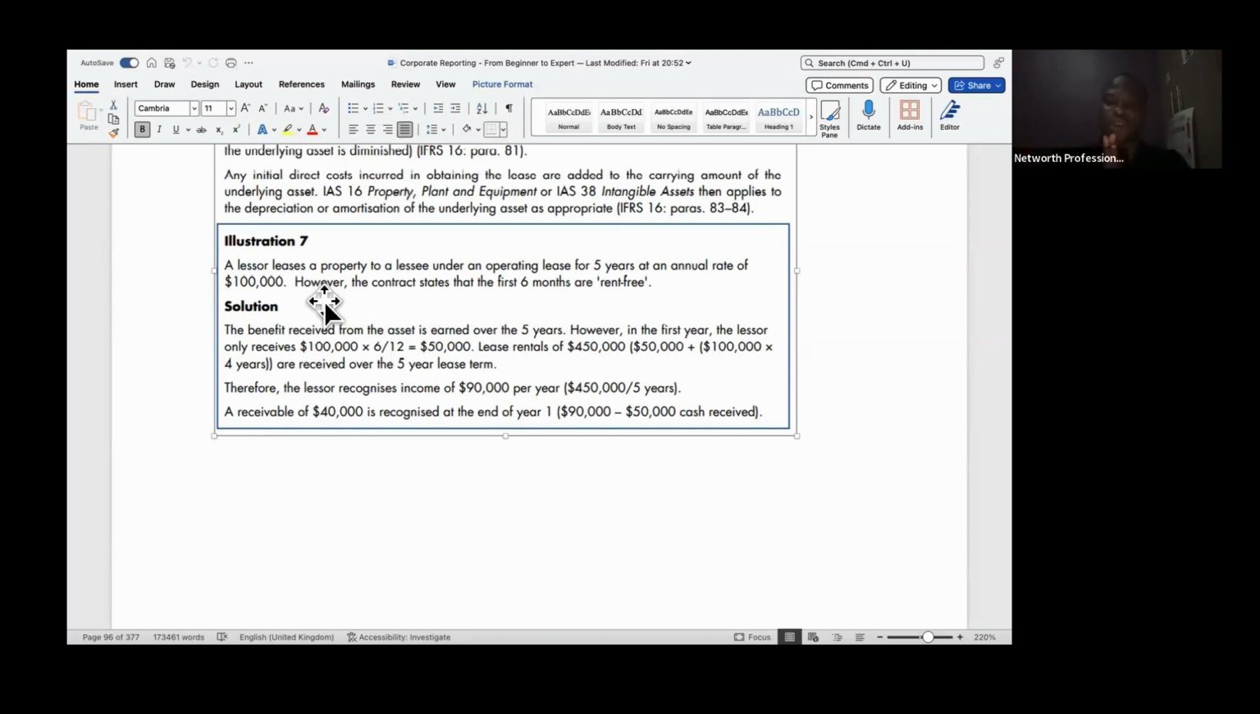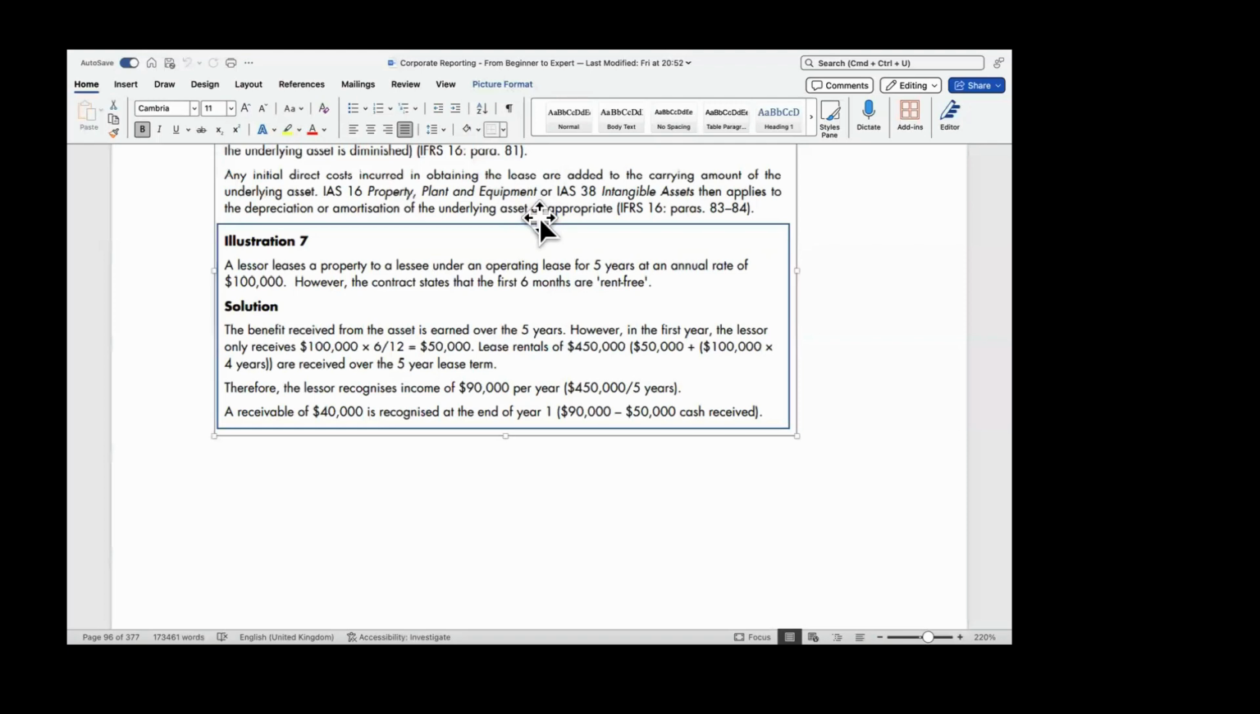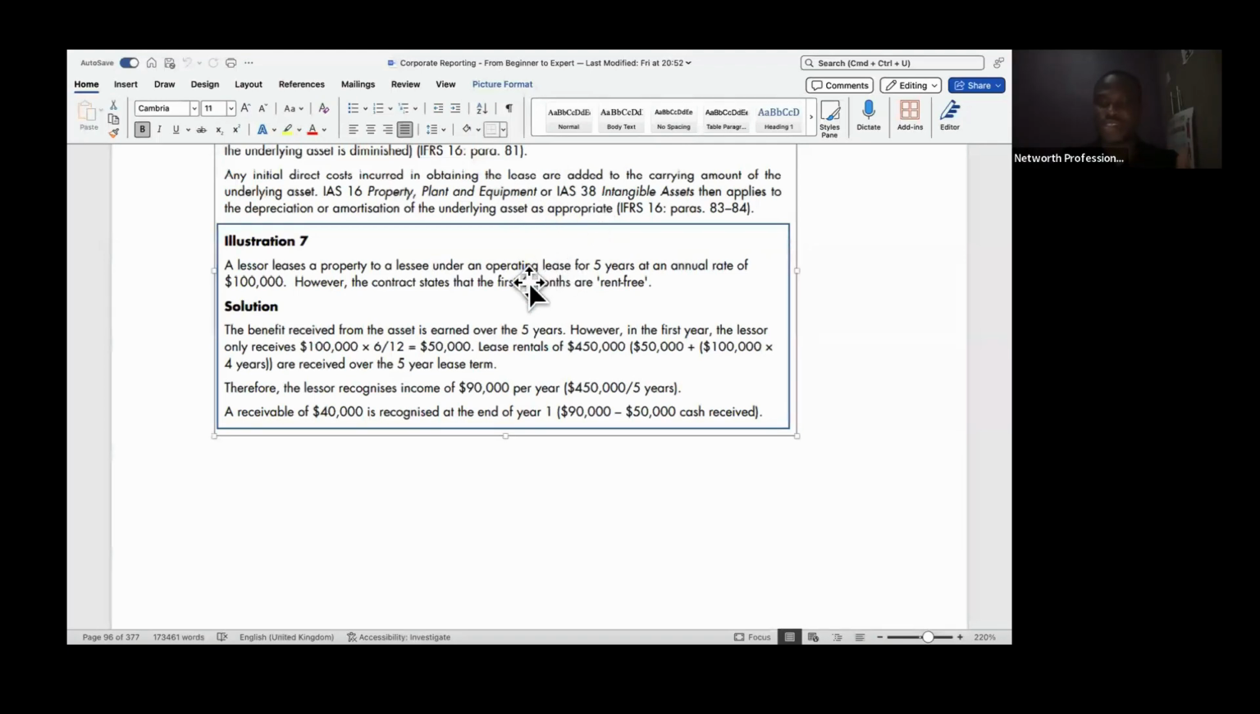So whenever you have a question like this, the first thing you need to determine is how much we are actually collecting over the period. Since the lessor has granted 6 months rent free, and 6 months is half of the year, it's going to collect just 50,000 in the first year. That means it will collect the 100,000 for the remaining 4 years. So this guy is going to get 450,000 over 5 years.